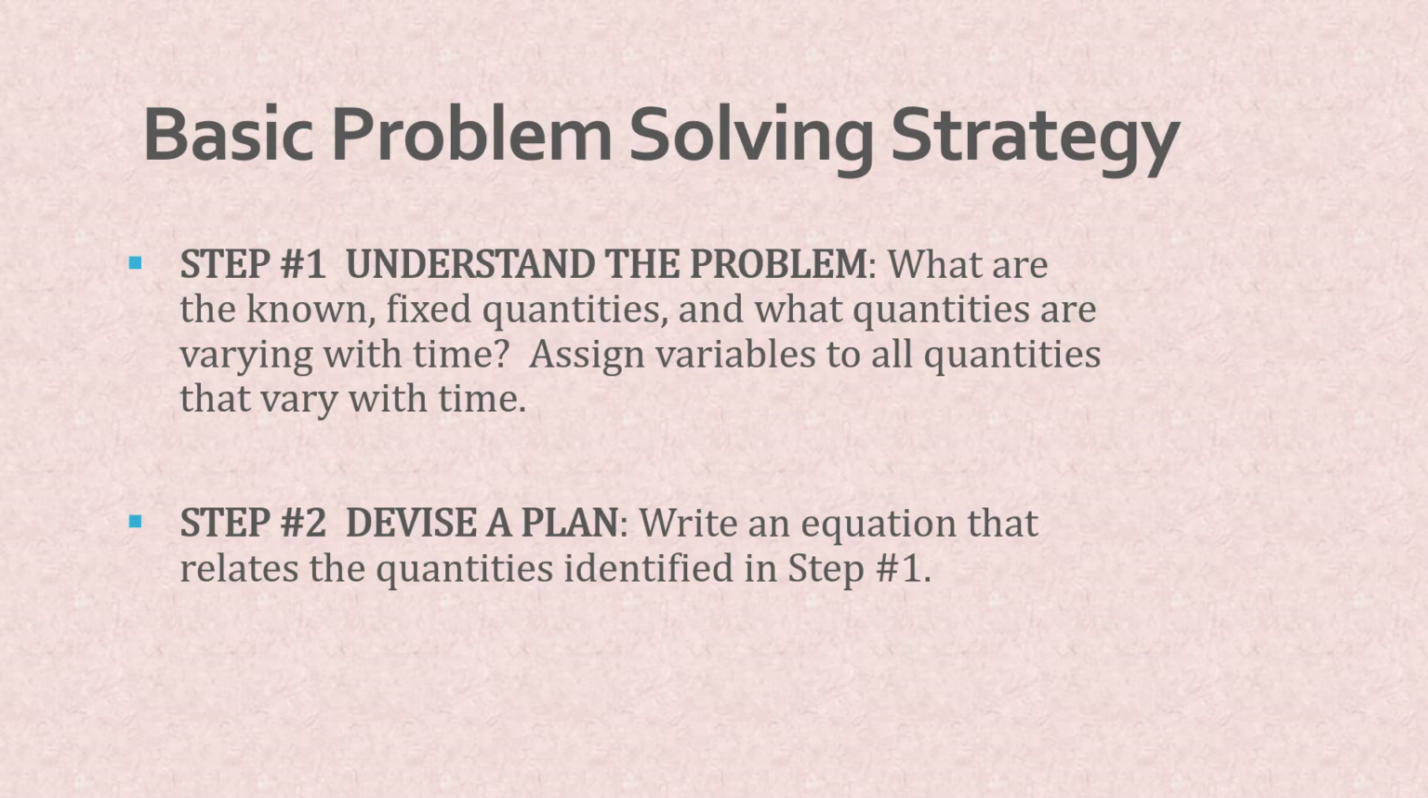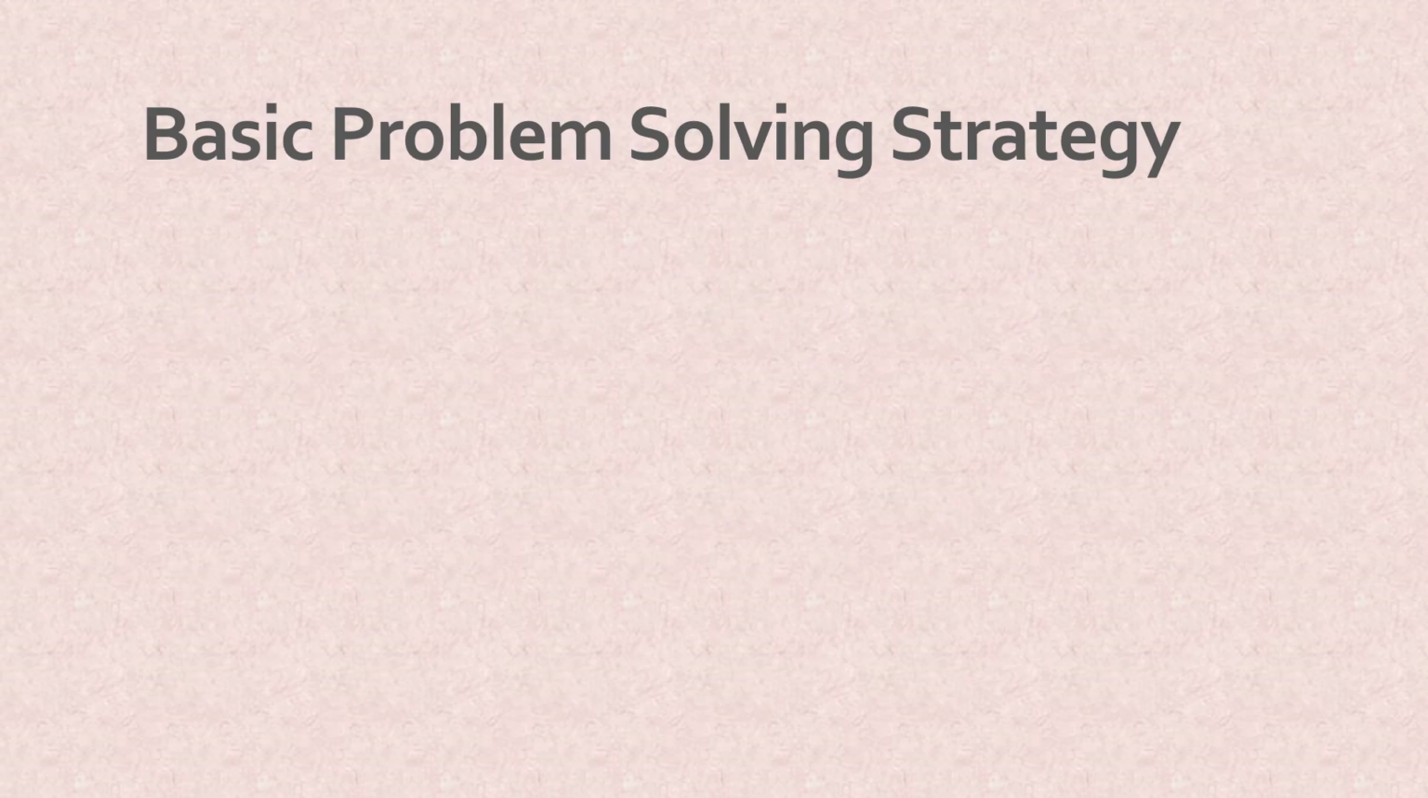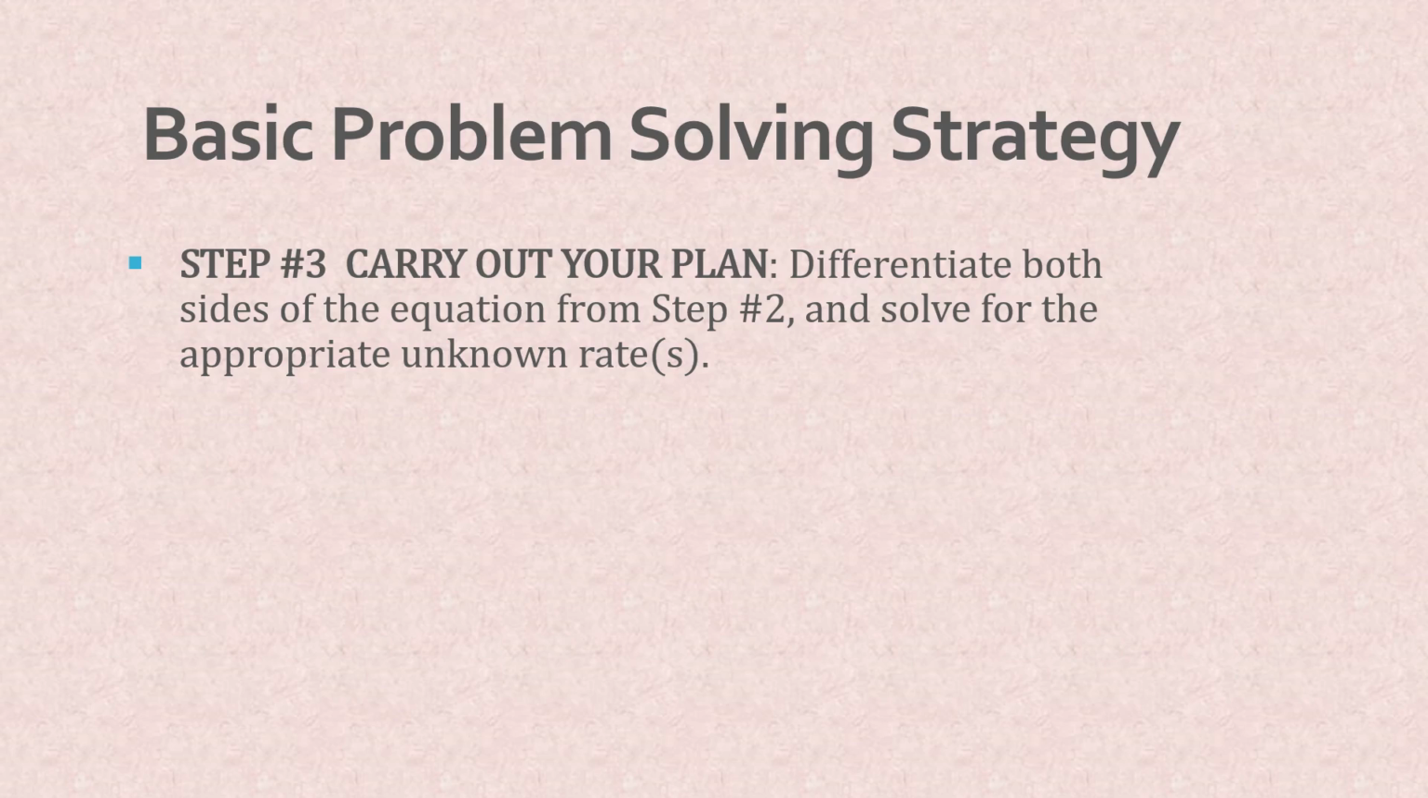Number two, we will devise a plan. We'll write an equation that relates the quantities identified in step one. In particular, the quantities that are varying we'll try and relate. Step three, we'll carry out our plan. Let's differentiate both sides of the equation that you developed in step number two, and we'll solve for all the appropriate unknown rates. All these rates will be in terms of time, and most of them we'll know, and usually there's only one that we don't.